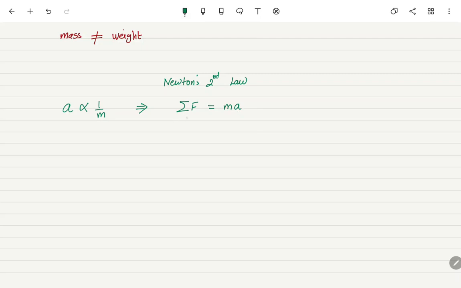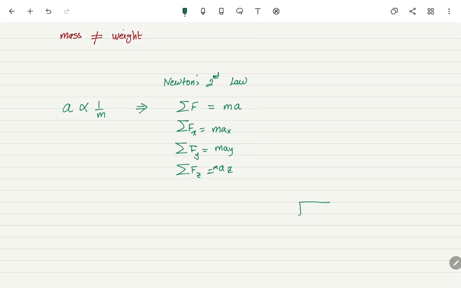Since force is a vector quantity, we will have the sum of all forces on x equal to max, the sum of all forces on y equal to may, and the sum of all forces on z equal to maz.